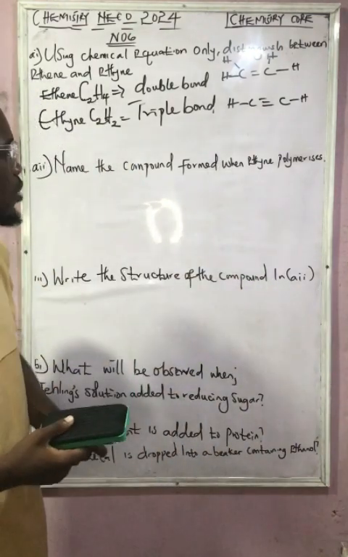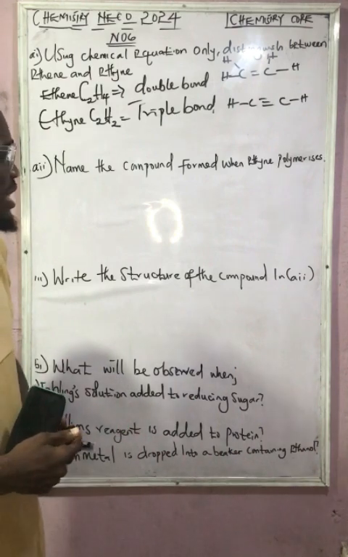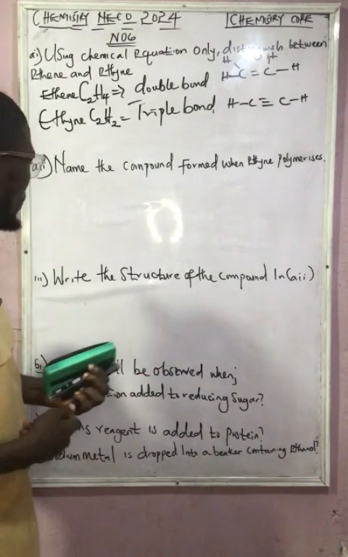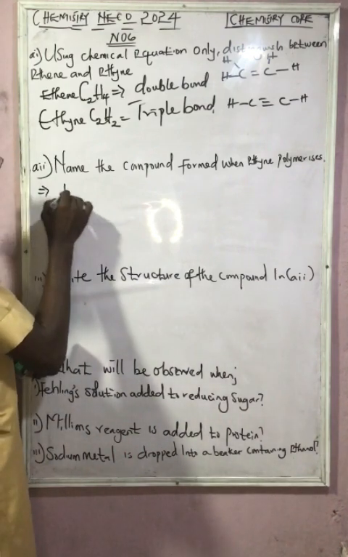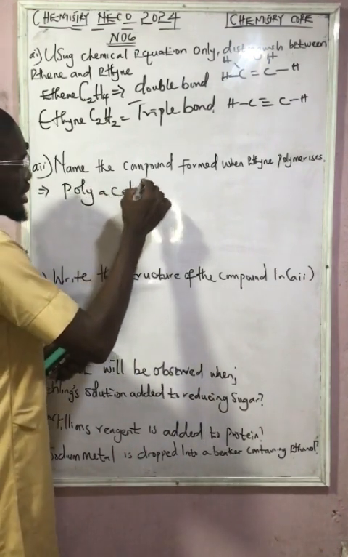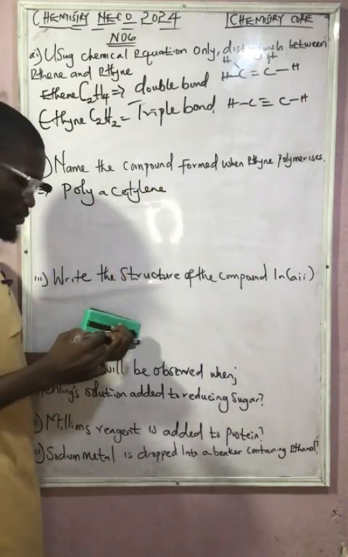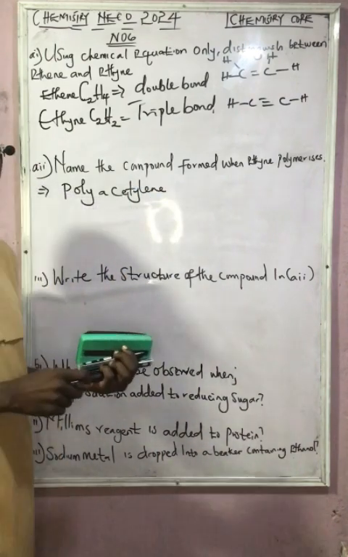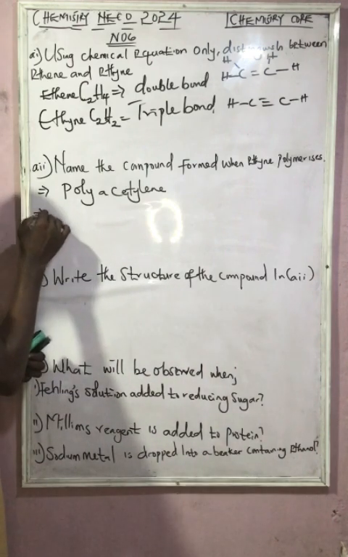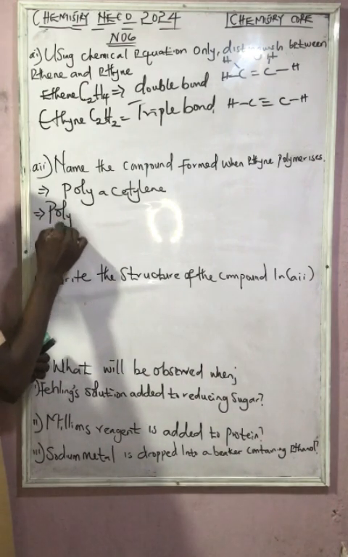Name the compound formed when ethene polymerizes. The compound is polyacetylene. But note one thing, there's what we need to know in organic chemistry when we talk about what? Polymer.